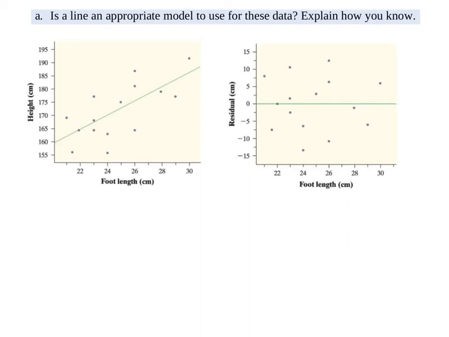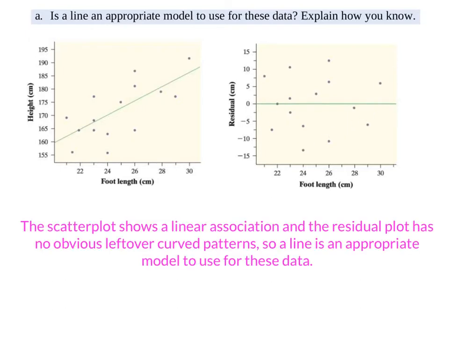We've got residuals. And then I'm looking at the residual plot over here. Now, it doesn't make any funny U shapes, so I would say yeah. A more formal way to say that is that the scatter plot shows a linear association and the residual plot has no obvious leftover curved patterns. It looks kind of random, like random dots, which is a good thing. So a line is an appropriate model to use for these data.